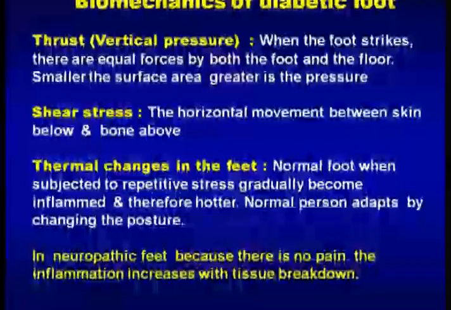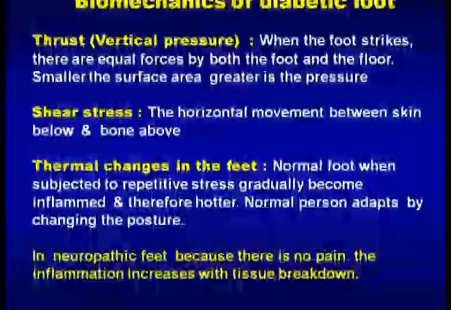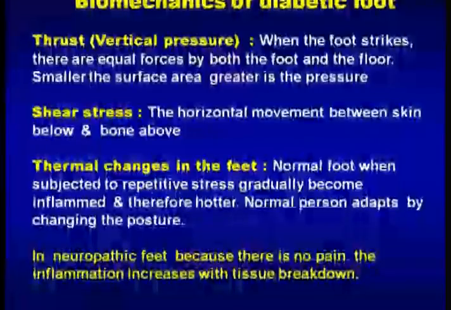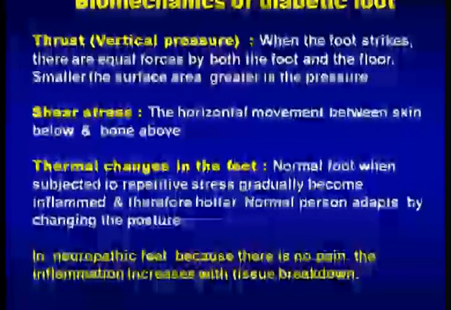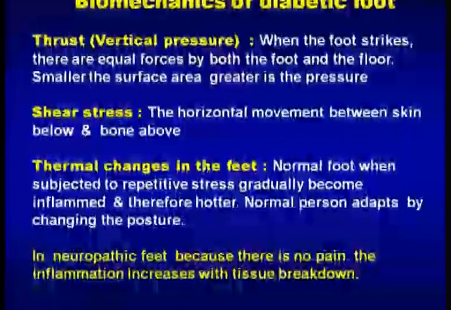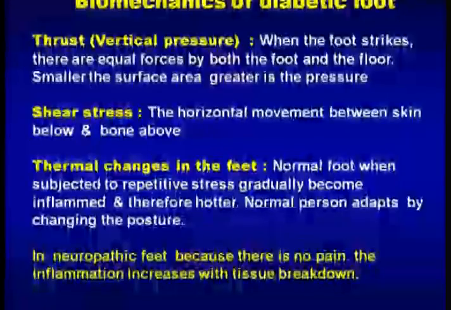And then there is a horizontal movement of the skin while running, that's called shear stress. And it has been seen that when a person walks for a while, the foot becomes inflamed and becomes hot. But in a normal person with normal sensations, he changes the posture and therefore no tissue damage occurs. But in diabetic neuropathy, when they exert a lot, there is inflammation and tissue breakdown. And that's how the story begins.